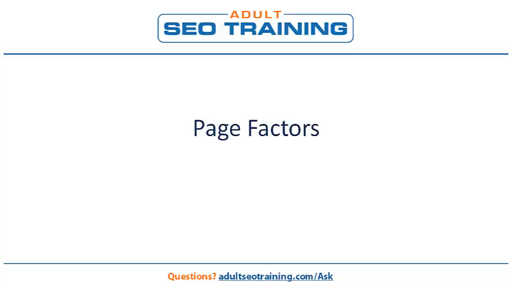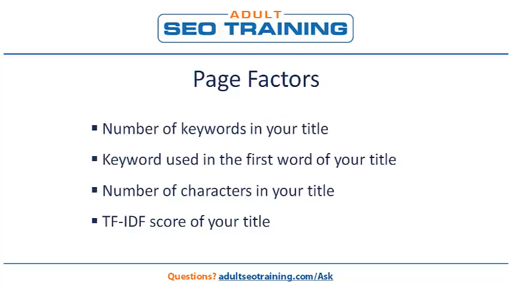All right, so that wraps up our primary linking factors, and now it's time to go over the many page factors that all play a role in your ranking potential. So first we're going to talk about the 4 factors involving your title tag. First is the number of keywords in your title, then the keyword that's used in the first word of your title, which should always be your target keyword when possible. The number of characters in your title, which should be less than 70 since that's what Google displays in its search results. And finally, the TF-IDF score of your title. And that's a stat that search engines use to score a page according to how relevant it is for a particular word.